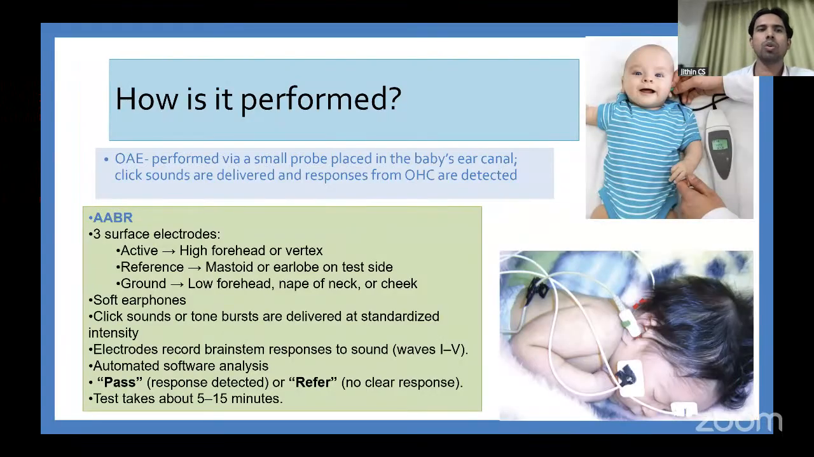So OAE, or otoacoustic emissions, is performed by a small probe that is placed in the baby's ear canal, and some click sounds are delivered through the probe, and the responses from the outer hair cells are detected by the same probe. In AABR, there would be three surface electrodes which are placed at the vertex, mastoid, as well as the cheek or nape of neck, and the click sounds are delivered, and the electrodes will record the brainstem responses as waves, and there will be an inbuilt software which gives a pass or refer result.